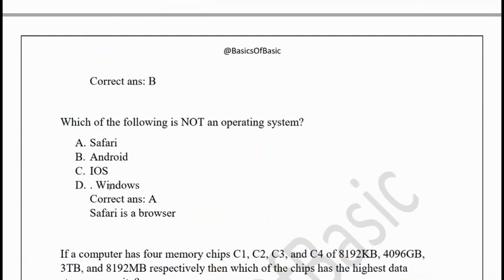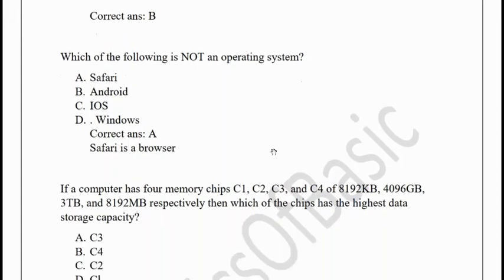Which of the following is not an operating system? This is also very easy because Windows is an operating system, Android is for the normal mobiles that you use, iOS is for Apple mobiles, and Safari is a web browser. It is not an operating system.